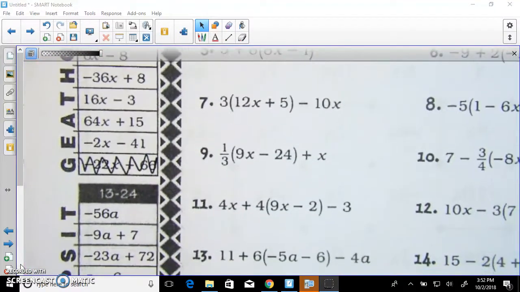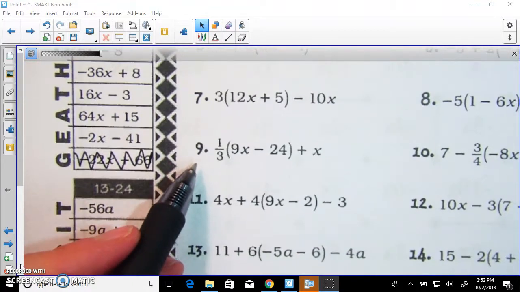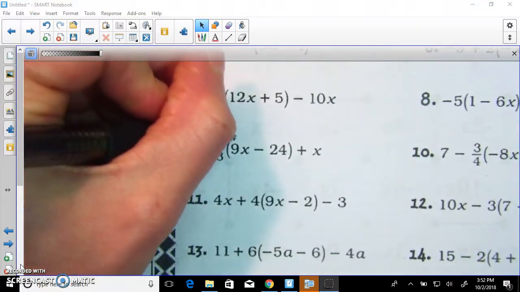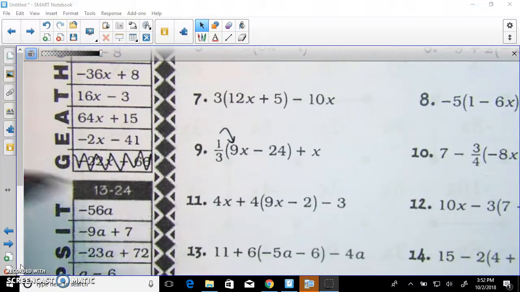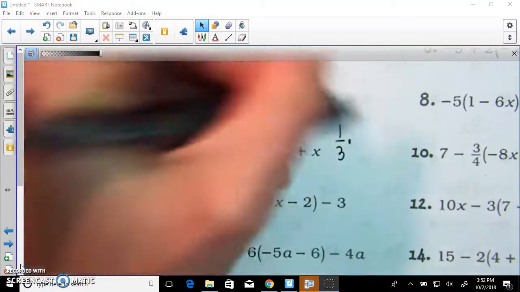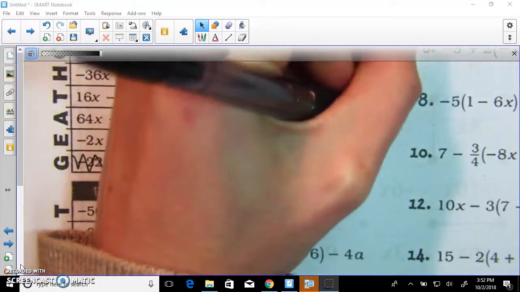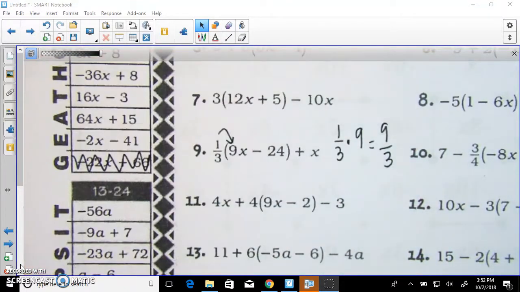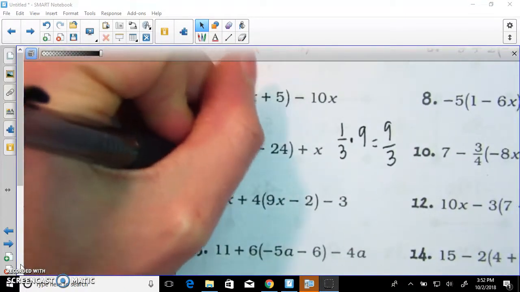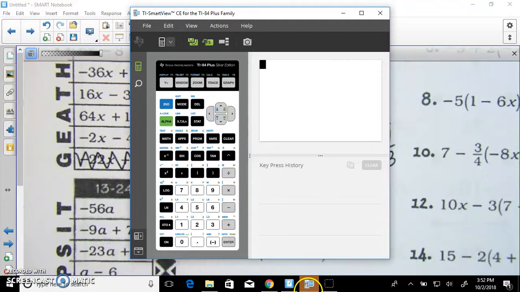The next type of problem I want to look at, let's go to number 9, because I want us to see a problem that has a fraction in it. So in this case, we're distributing 1/3 times 9. Now you can do this a couple different ways. When you see 1/3 times 9, you can think of it as 9 divided by 3, which would leave us with 3x. Or if you want to use your calculator, you can put that in the calculator.